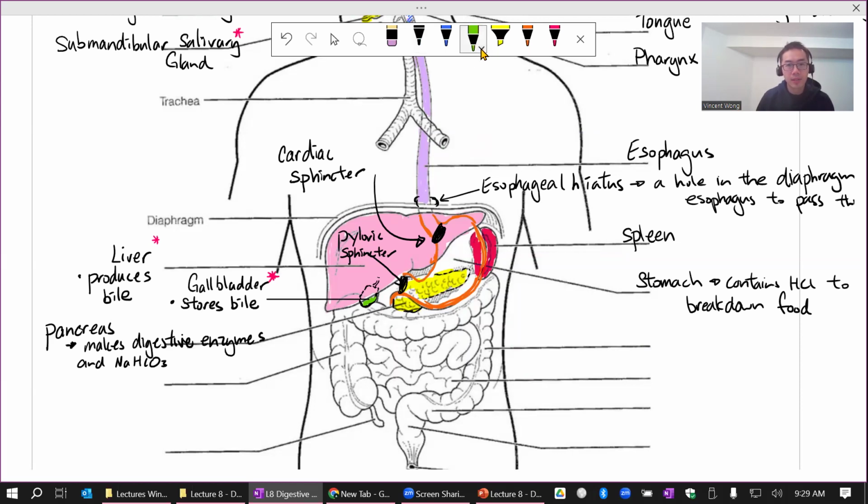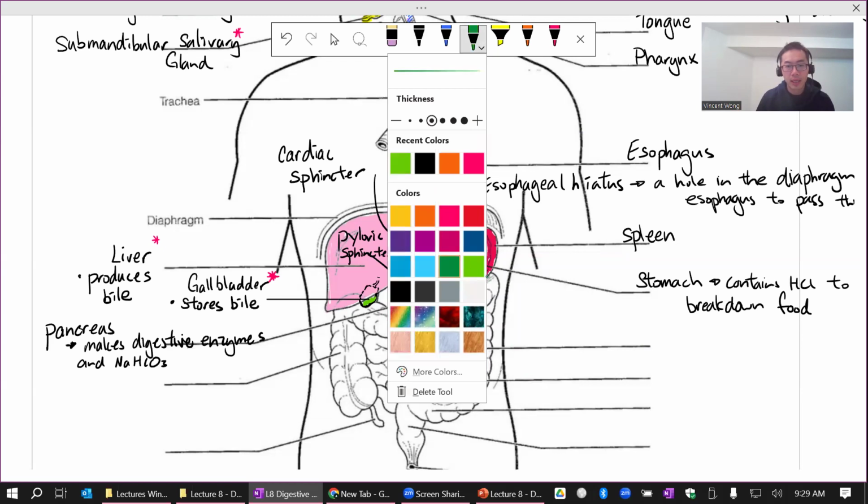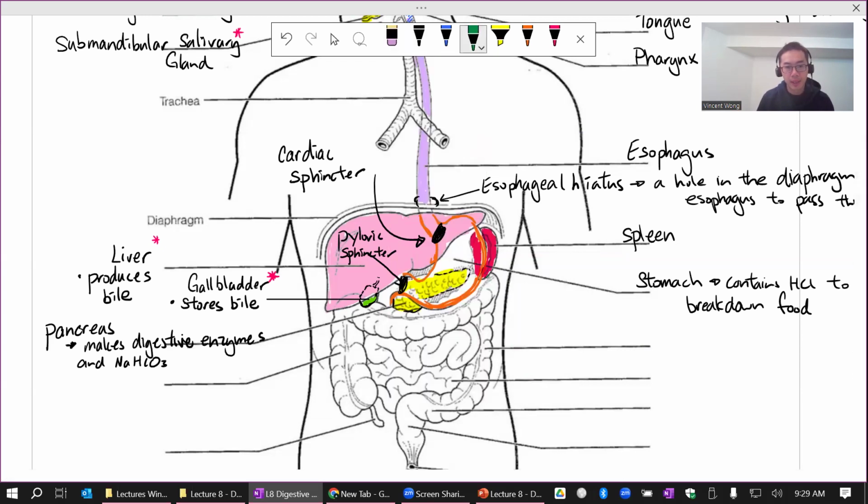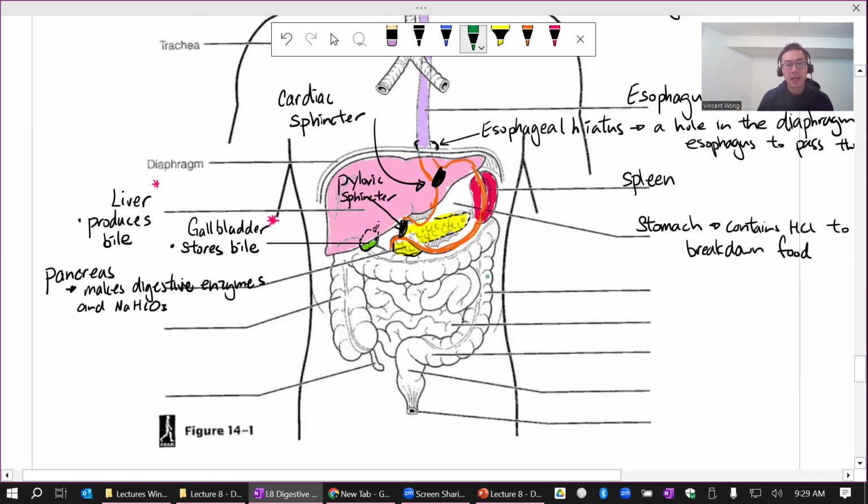All right, so I'm going to switch color for the next part here, and I suggest you do the same. The small intestine is next. Okay, the small intestine is actually really long. It's like 6-7 meters long, depending on how tall the person is. And it's separated into 3 parts. So the first part is right here.